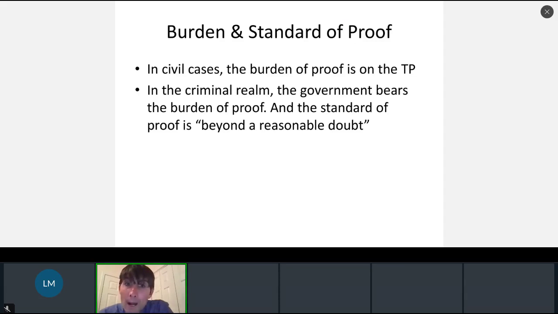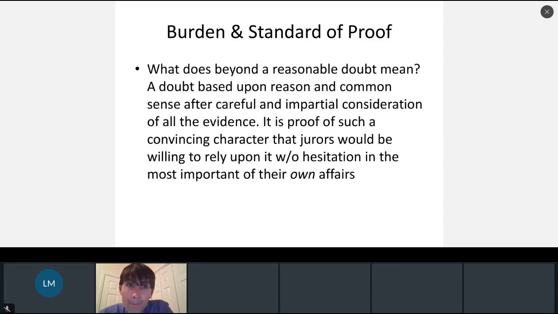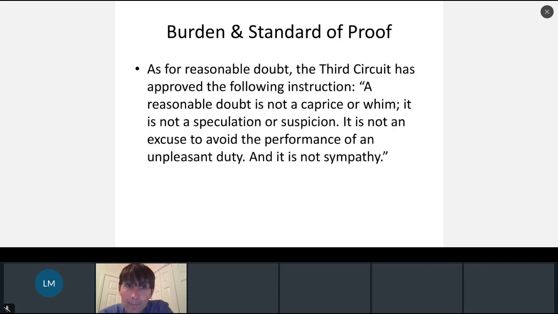The standard of proof is beyond a reasonable doubt. What does beyond a reasonable doubt mean? Well, it's defined as a doubt based upon reason and common sense after careful and impartial consideration of all of the evidence. It is proof of such a convincing character that jurors would be willing to rely upon it without hesitation in the most important of their own affairs.